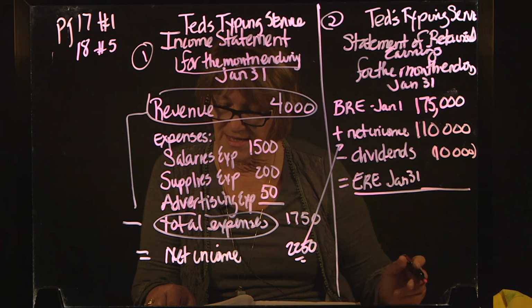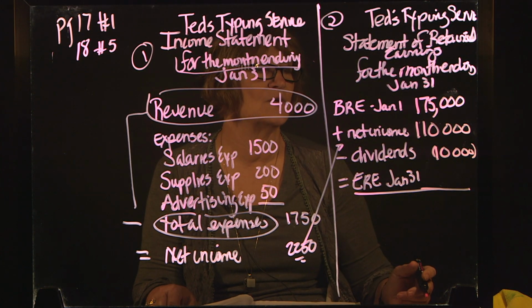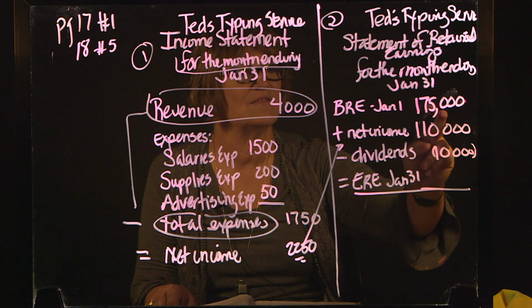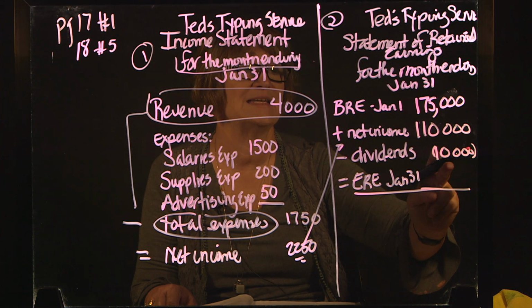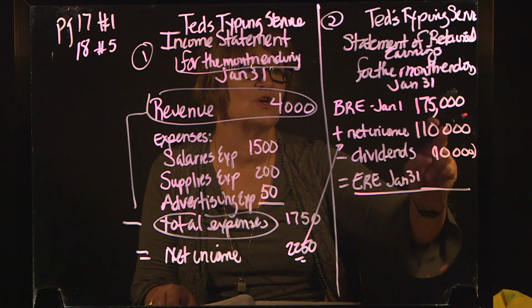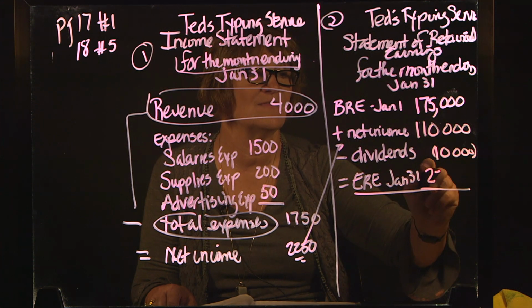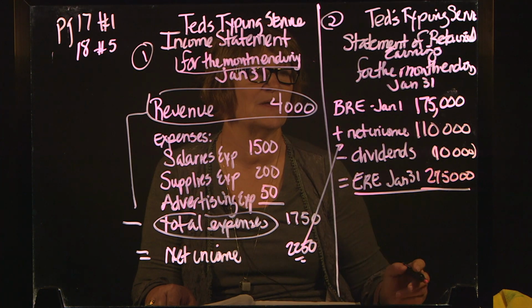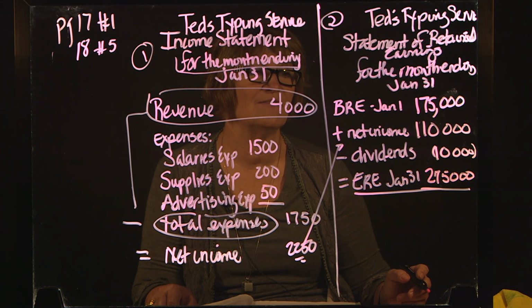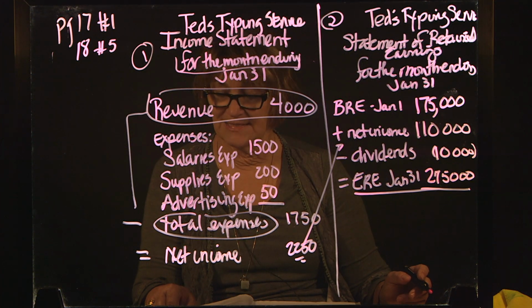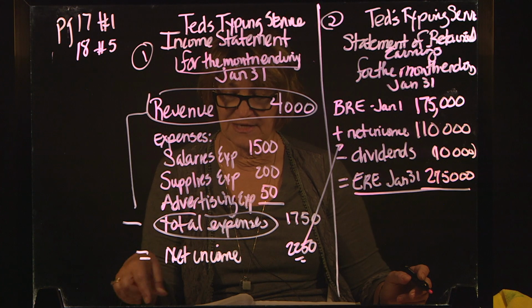So then what is the ending retained earnings? It's 175 plus 110 minus $10,000. So in our case, I believe if we do the math, it should be 275. Please double check me. So 175 plus 110 equals 285, minus 10 gives us 275. And that's how you prepare a statement of retained earnings.